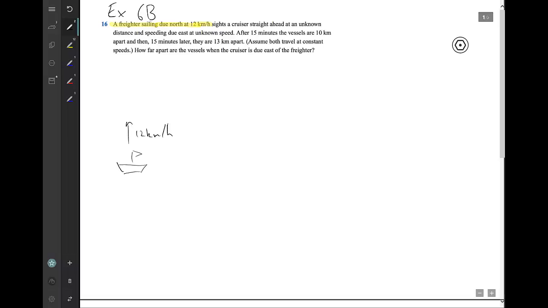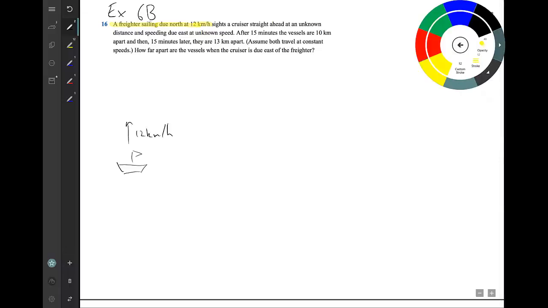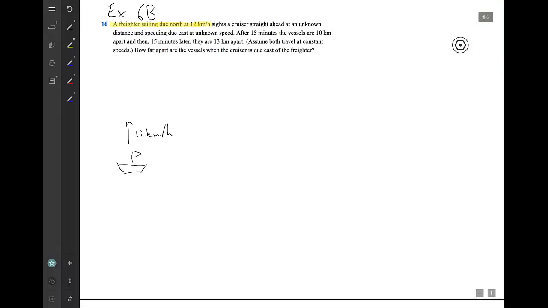Now, we're also then told, I want to pick a different color highlighter for this. Okay, so we're also then told that it sights a cruiser straight ahead at an unknown distance. Again, I might not know what a cruiser is, but it's not so important. I'm just going to draw a cruiser like that. So some sort of boat again, and we don't know what this distance is, so we're going to call it x.